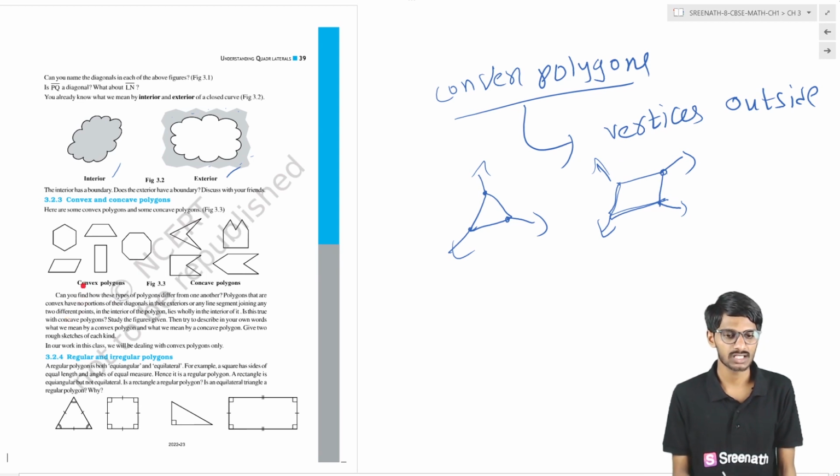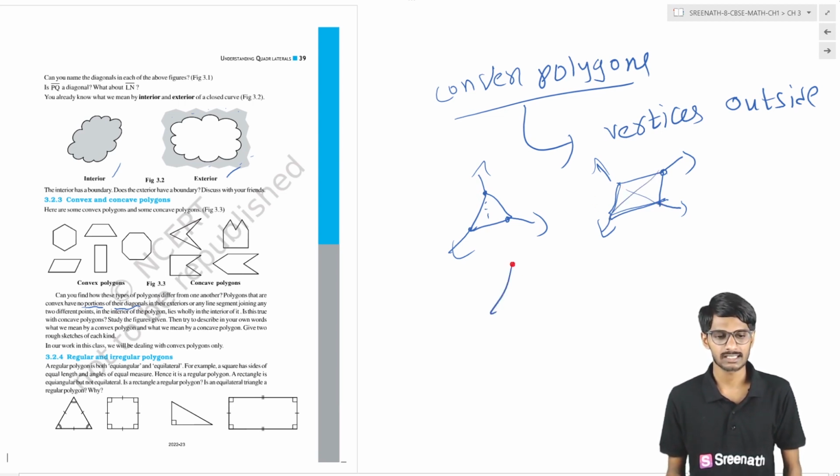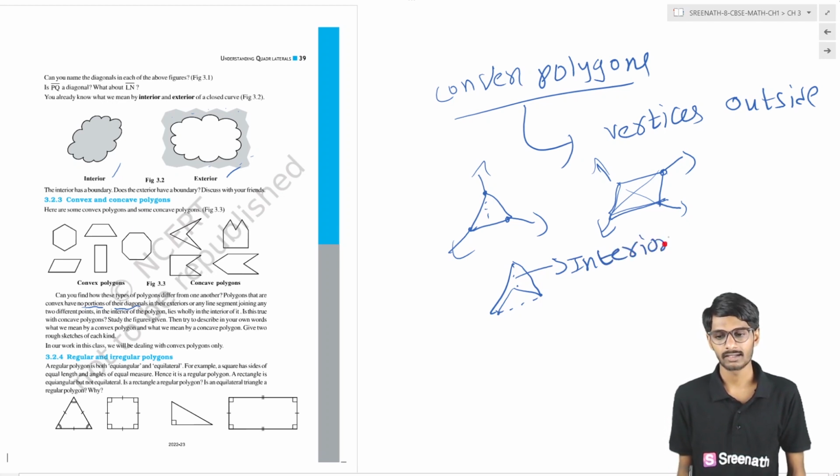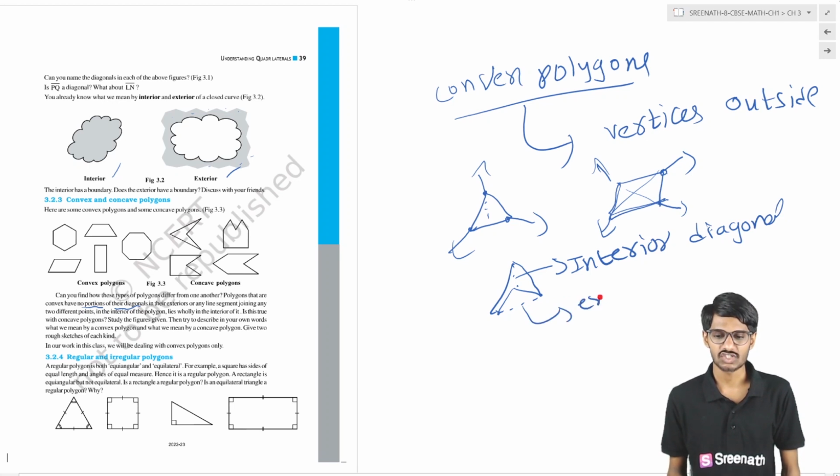So basically one more thing we know, that is, polygons that are convex have no portions of their diagonals in their exteriors. So if you draw diagonals to it, all the diagonals will be in the interior. If you consider this, what are the diagonals? It is a diagonal and this is a diagonal. So what is the interior diagonal? What is the exterior diagonal?